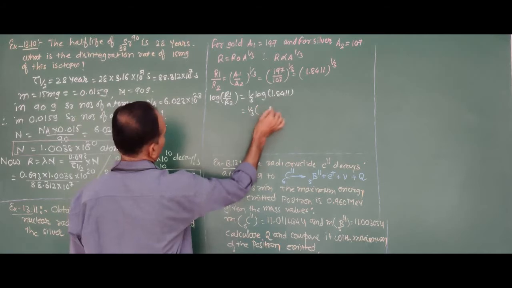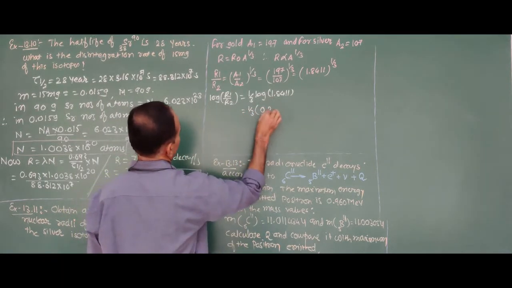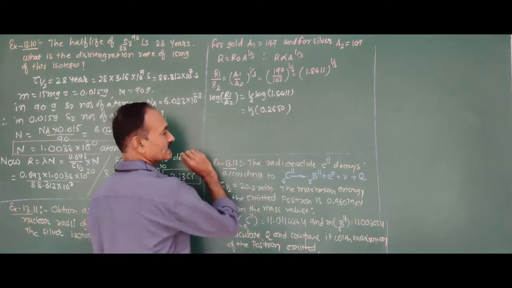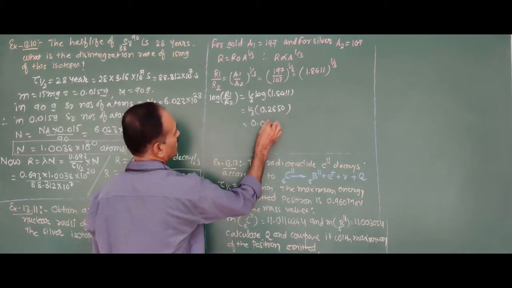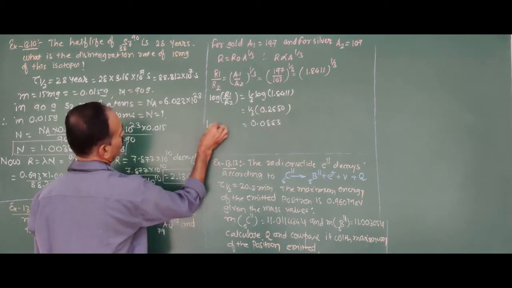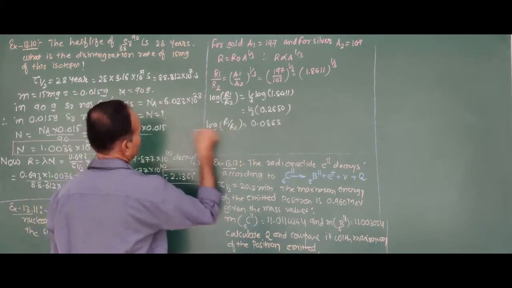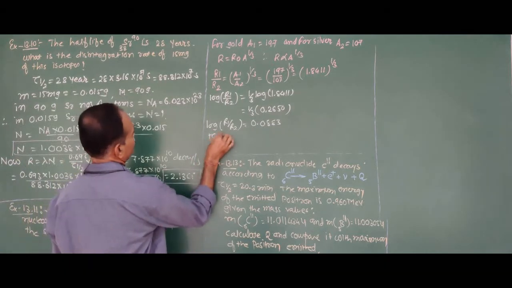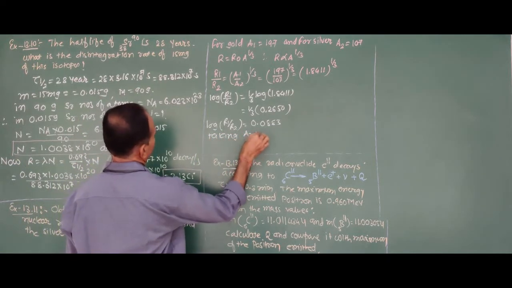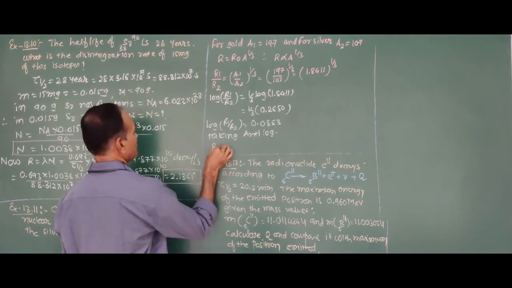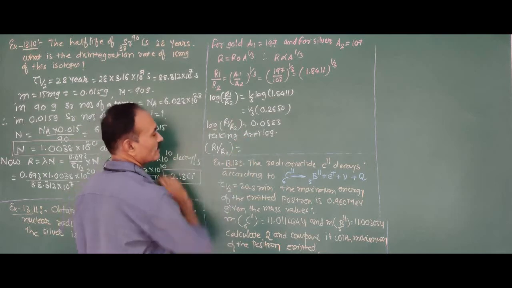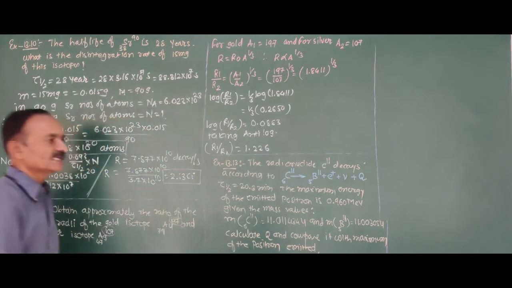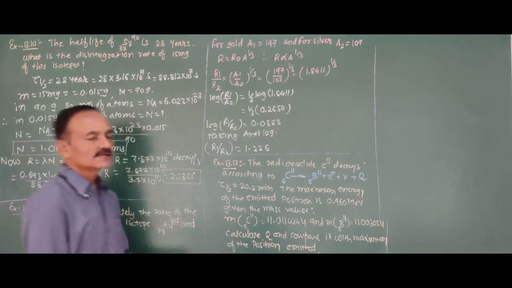Therefore, there is the 1/3. Log of this quantity is 0.2655. Divided by 3, we obtain 0.0883. That is equal to log of R1 upon R2. Taking the anti-log on both sides. Therefore, the left hand side R1 upon R2 is equal to the anti-log of this. That is 1.226. So this is the ratio of radii of gold to silver.